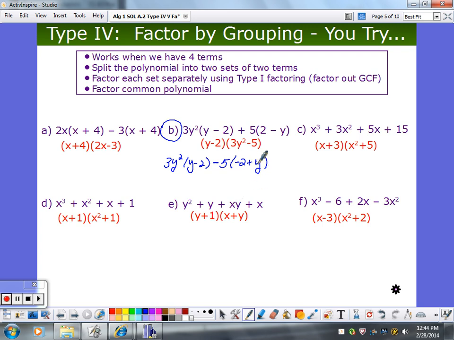Right? Can I rewrite this guy? That's y, 2, and look at. Now I can do the happy dance. You take out the y minus 2, and you're left with a 3y squared minus 5. Yes?